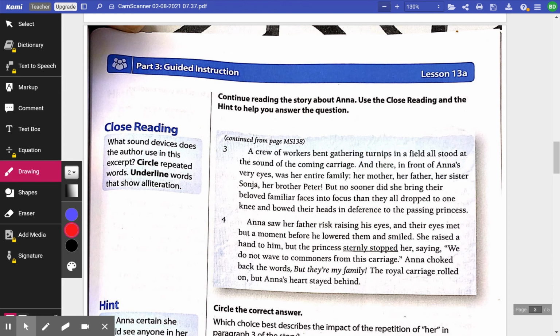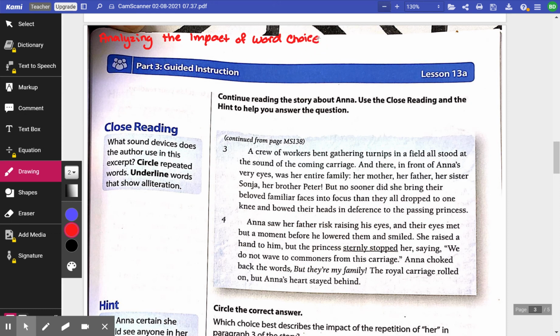So, the first thing I'm going to do is rewrite the title of my lesson up at the top of the page. And my title is Analyzing the Impact of Word Choice.